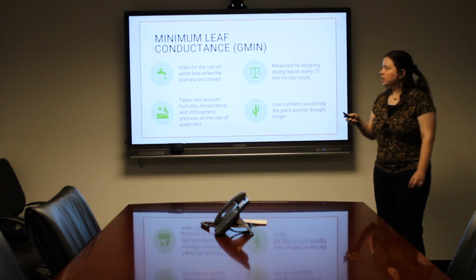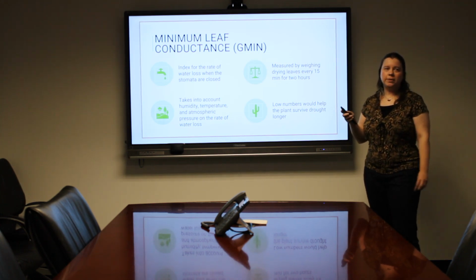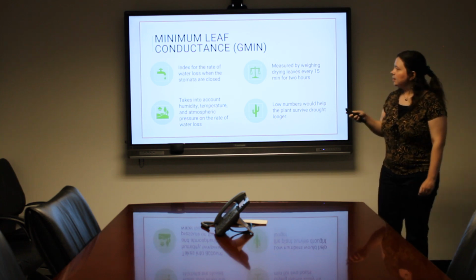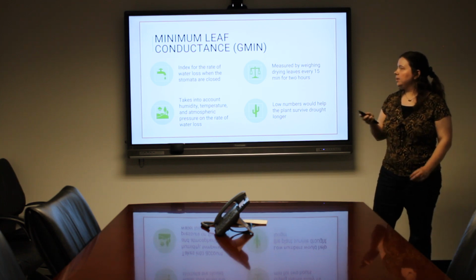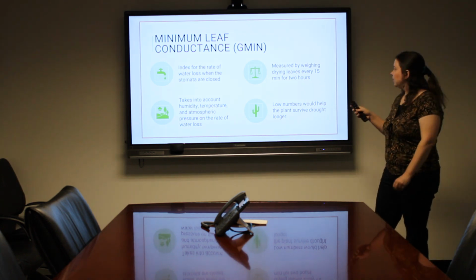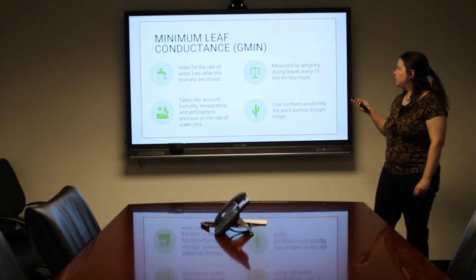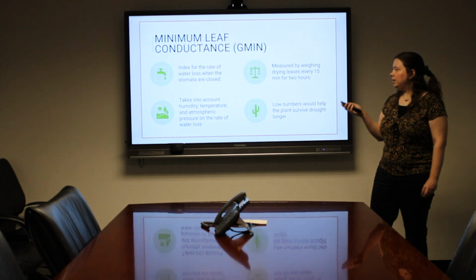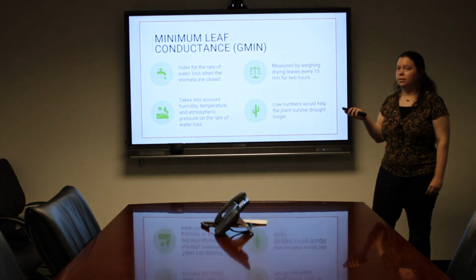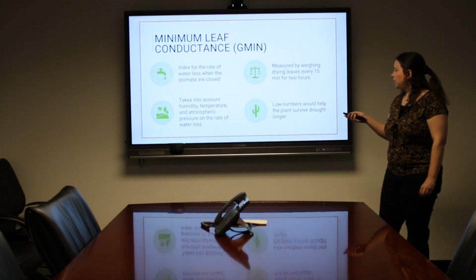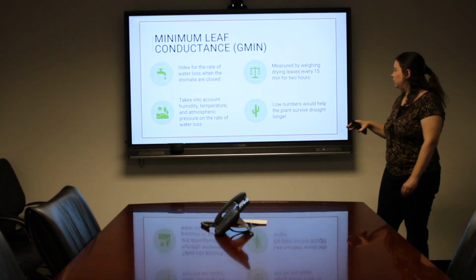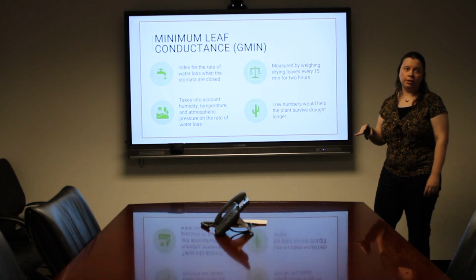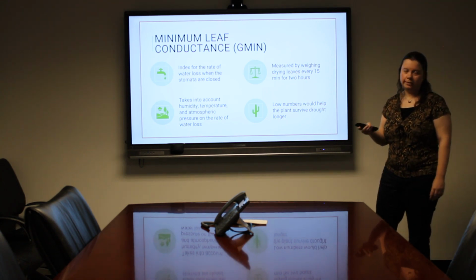So the first functional trait that we're going to look at is minimum leaf conductance. This is an index for the rate of water loss when the stomata are closed. It's measured by weighing drying leaves every 15 minutes for 2 hours. It takes into account the humidity, temperature, and atmospheric pressure on the rate of water loss. And a low g-min would help the plant survive the drought for longer because it's losing water at a slower rate.